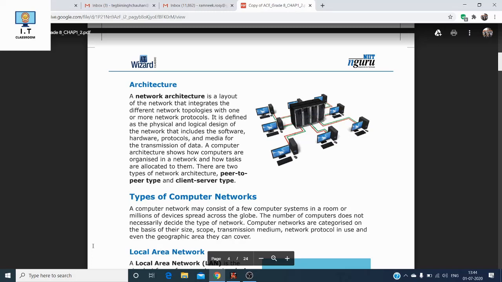And after that, we have discussed about the topologies. Different network topologies I have explained you. After this, I have told you what is network architecture. These are of two types, peer-to-peer network and client-server network.